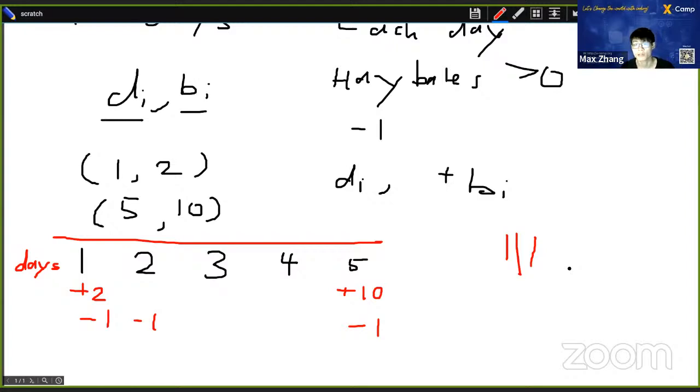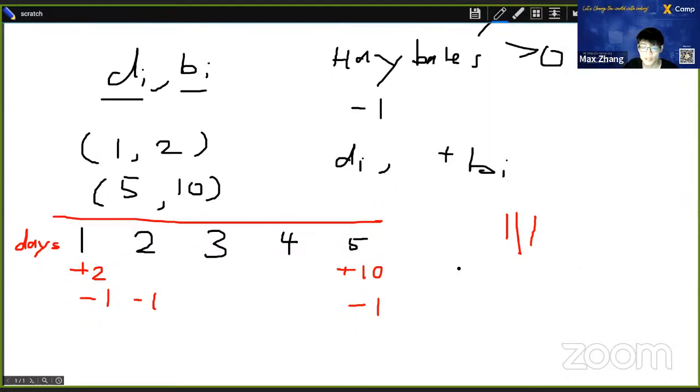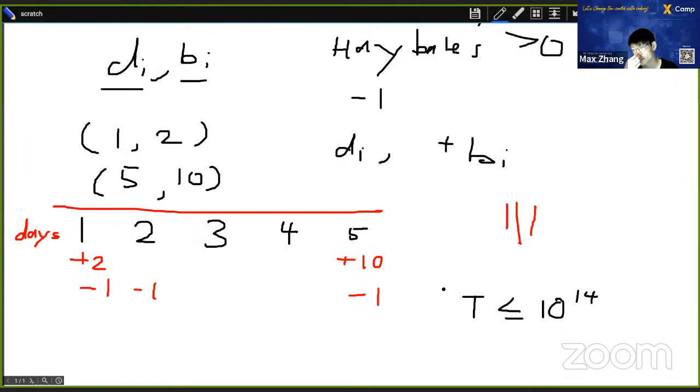So we have some counter that keeps track of how many hay bales we have total, and each day we add Bi to it if there's an input for that, and then we subtract 1 if it's greater than 0 and add 1 to our answer. This is a little bit too slow because the T, this total number of days, could be at most 10 to the 14. So this is an O of T solution, since we iterate over every single day, which is a little too slow. So let's try to make this a little bit faster.